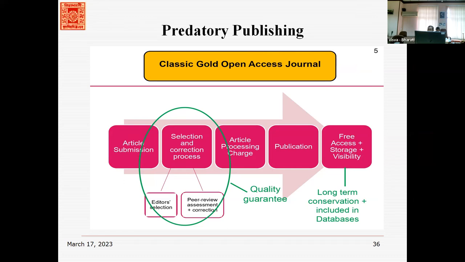After selection, some papers are rejected at that time. Then they send the paper for peer review to an expert of the subject, who sees the paper and makes comments on what is to be corrected. So that is made clear. The peer reviewer, that is the expert, maintains the quality; this step ensures the quality of the journal.